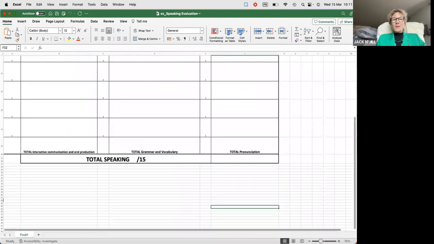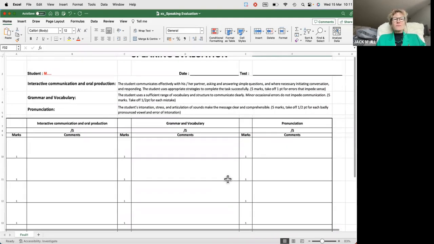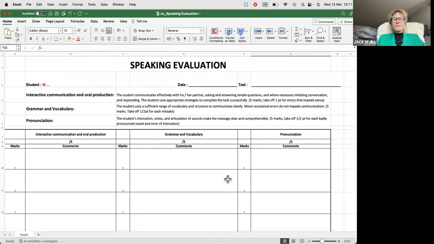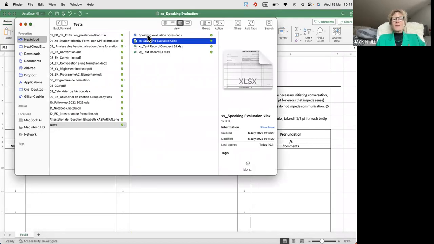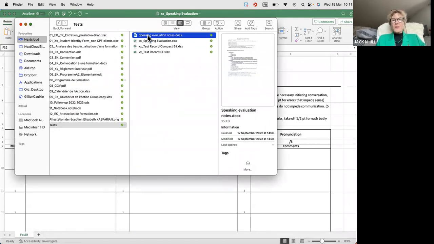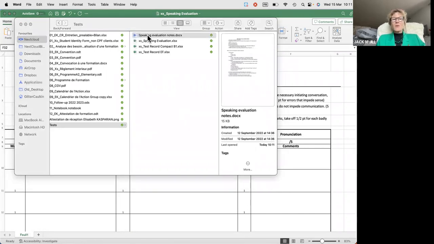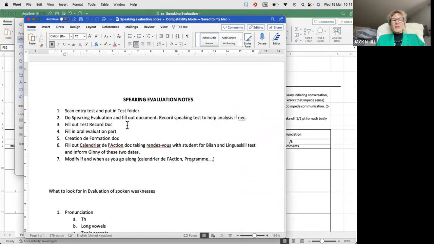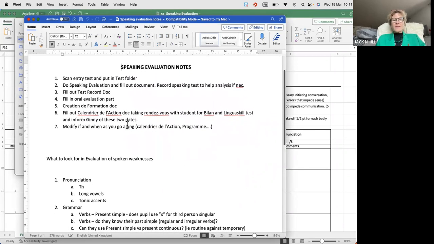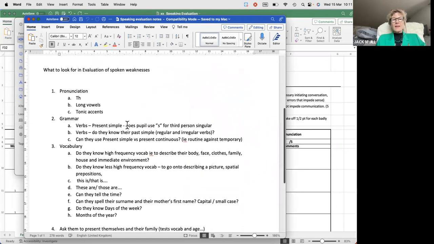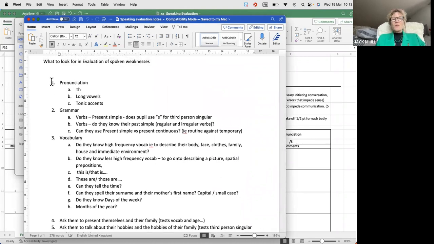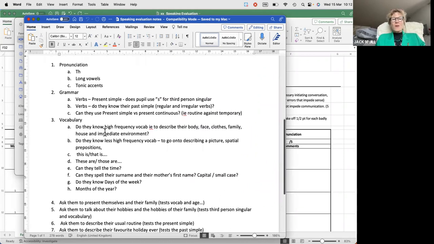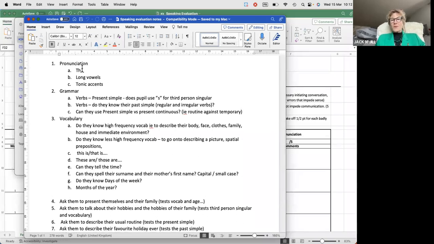Let me open this up nice and big. And here, you have notes to help you get through your speaking evaluation. Now, if I open these notes, there's a few admin things at the very beginning. In speaking evaluation, what are we looking for? We're looking for their pronunciation, particularly the long vowels, the diphthongs, and the accents, and of course the TH.